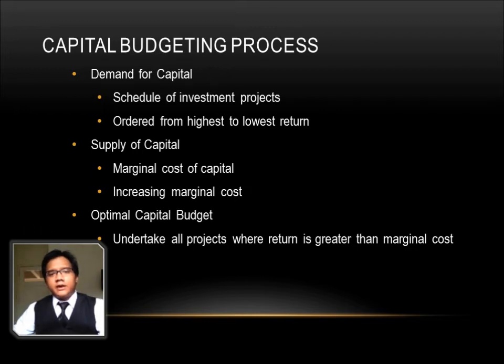Capital budgeting is essentially an application of the general principle that a firm should produce the output or undertake an activity until its marginal revenue equals its marginal cost. In the capital budgeting framework, this principle implies that a firm should undertake additional investment projects until its marginal revenue from the investment is equal to its marginal cost. The schedule of various investment projects open to the firm should be arranged from the highest to the lowest returns. This represents the firm's demand for capital.